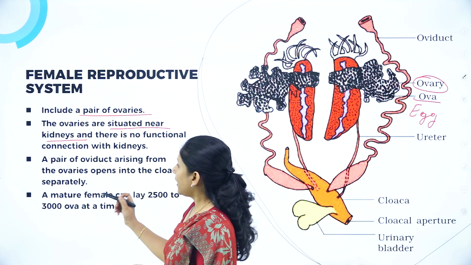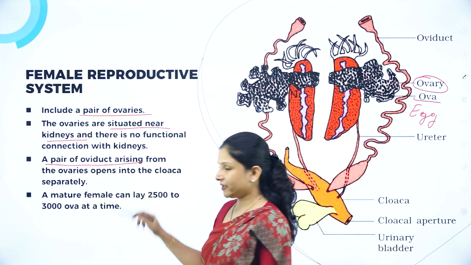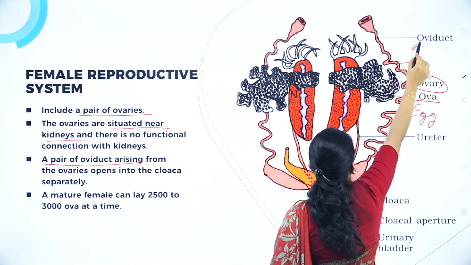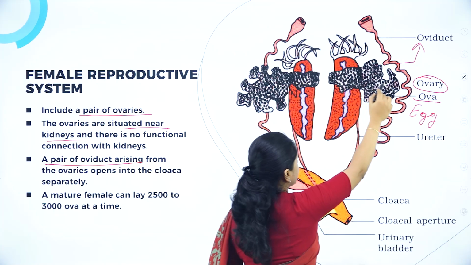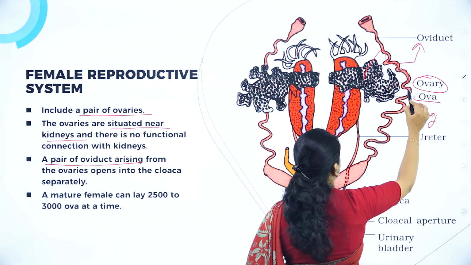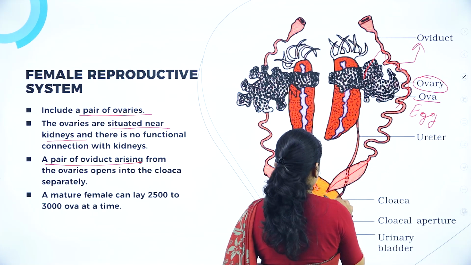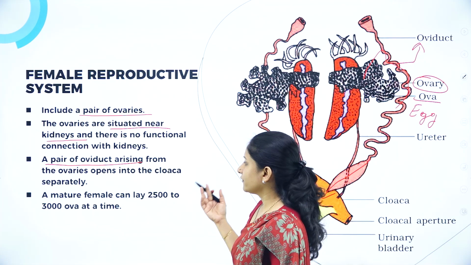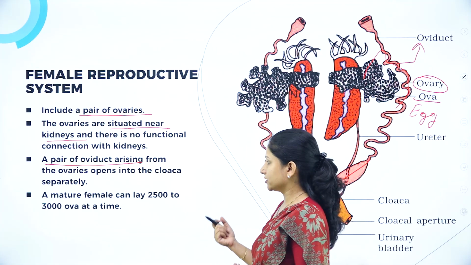That's it. And it has a pair of oviducts. This tube-like structure is called the oviduct. Whatever ova are released will be carried by the oviduct into the cloaca. It will enter into the cloaca. So that is how the female reproductive structure works.